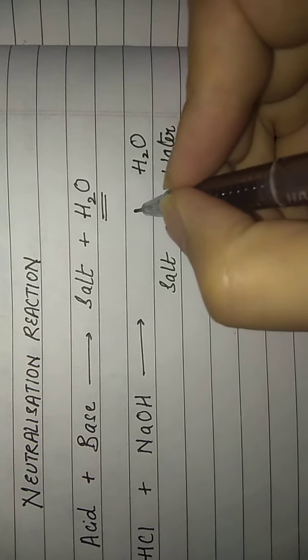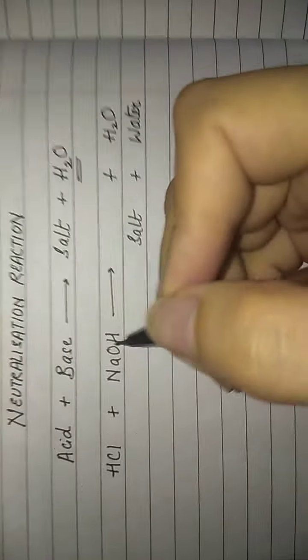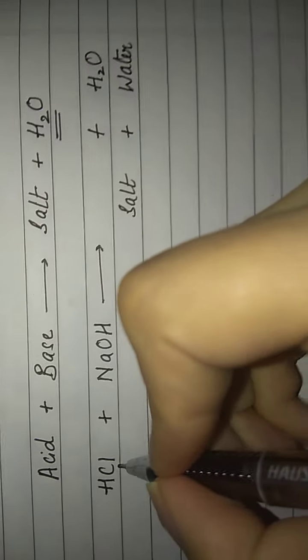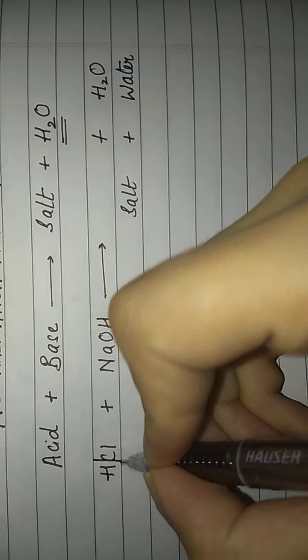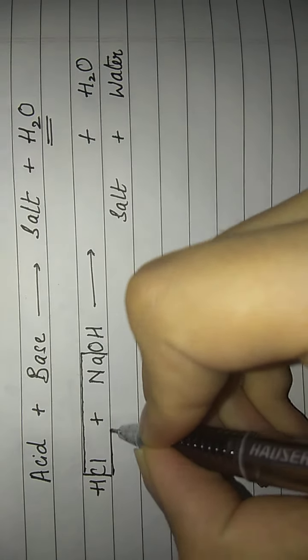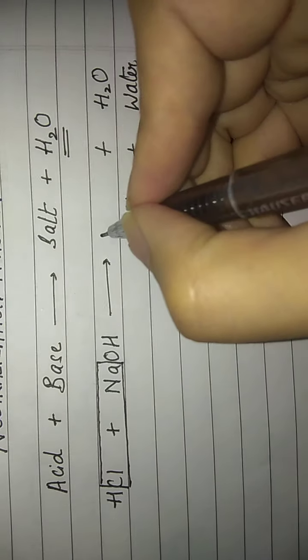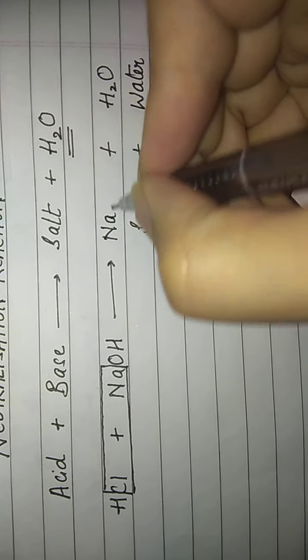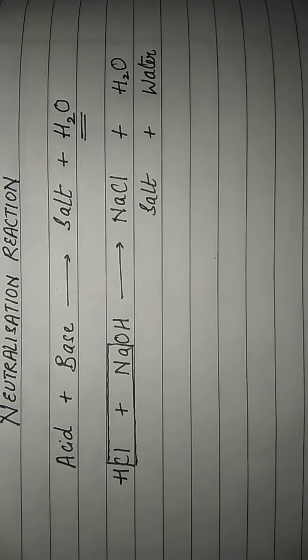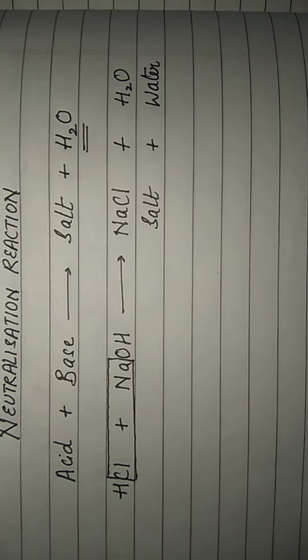The second compound, which is my salt, how will I form that? You will form it from here. You will combine this Na and Cl to get your salt NaCl. So this is how you will form the products of a neutralization reaction.